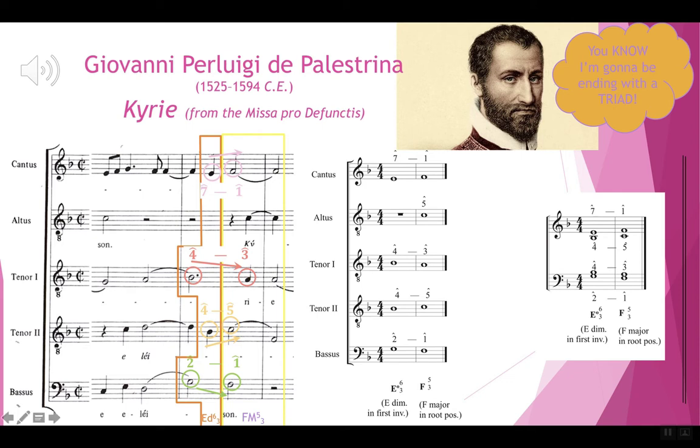Oh, so the soprano goes ti-do, and you have re-do in the bass, and you have fa-sol, and then fa-mi. So re-do, fa-sol, fa-mi, ti-do. And the alto just brings in a sol in this last chord. This gives us the E diminished, and this gives us an F major chord.